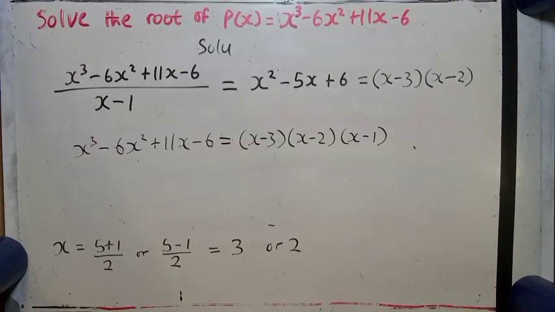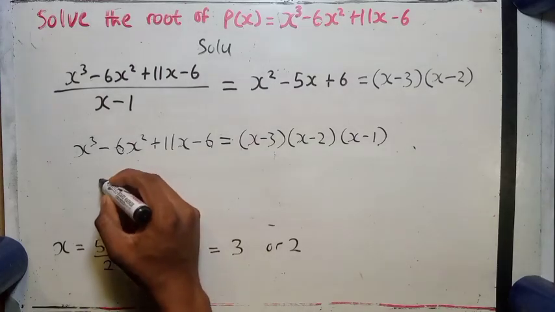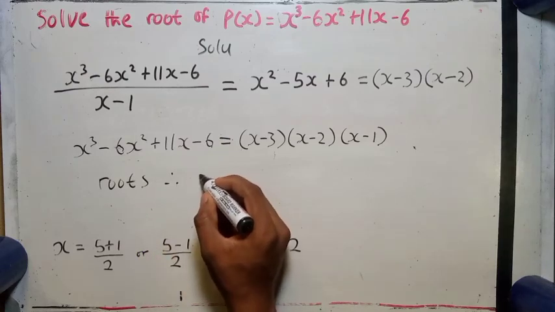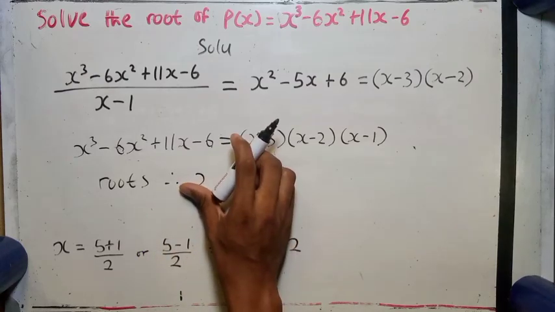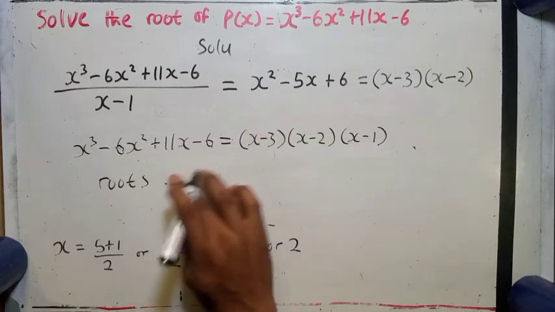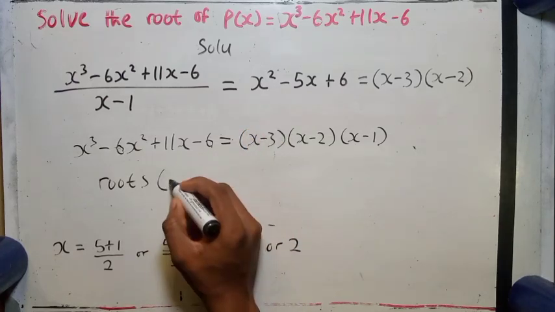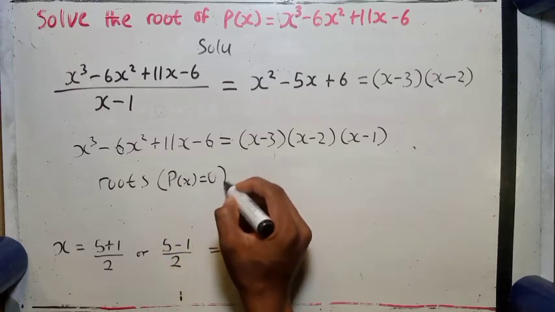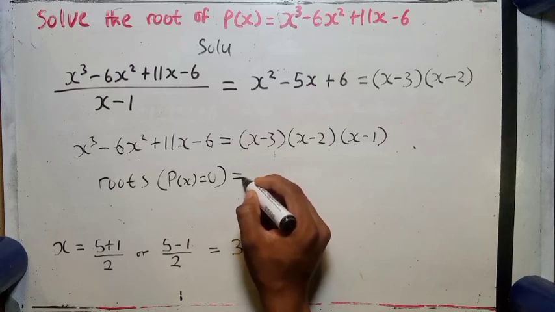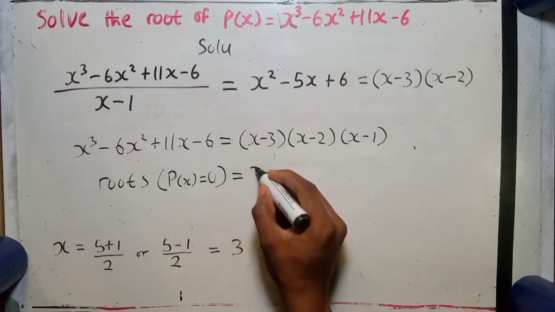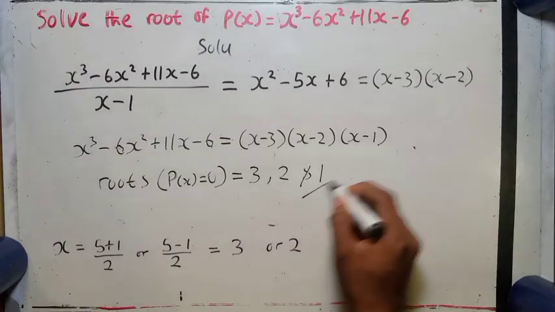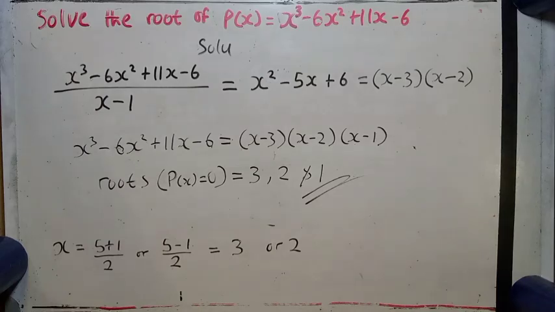Now, okay, so we can then go and say our roots are therefore, our roots, also in brackets, p of x is equal to 0. It's now going to be 3, 2, and 1. So that's all for this video.